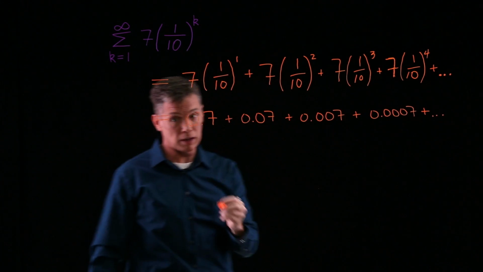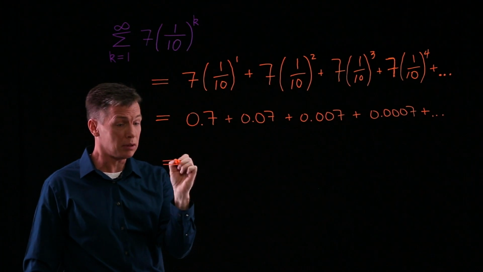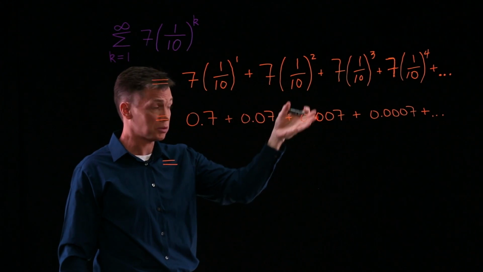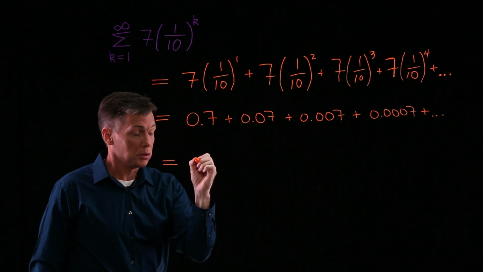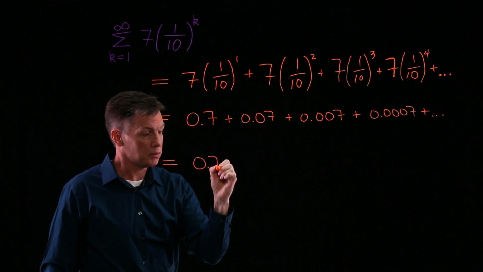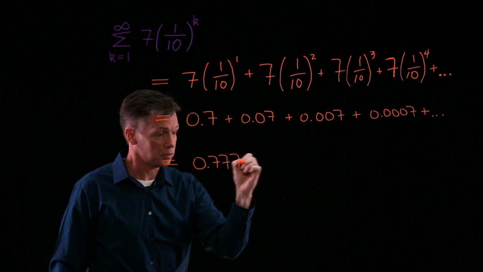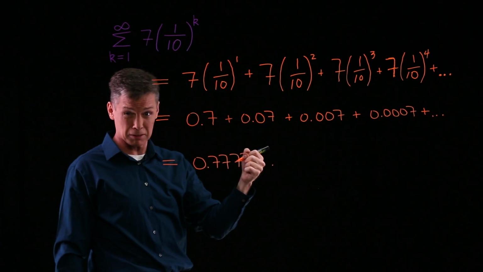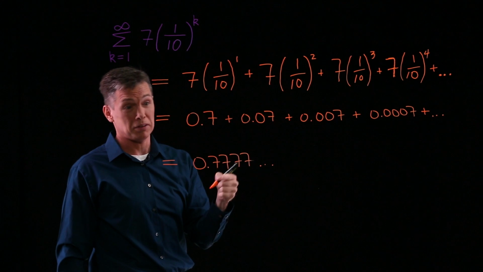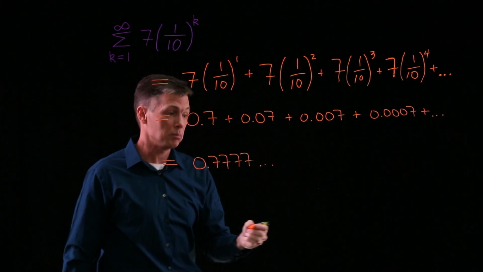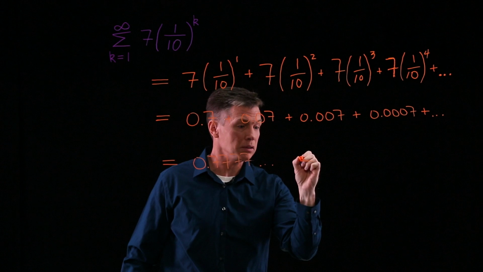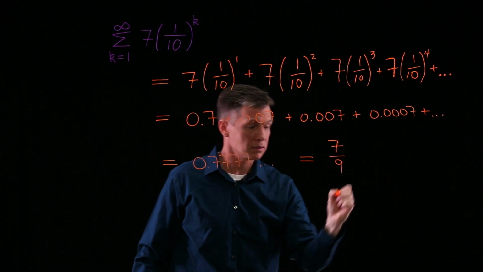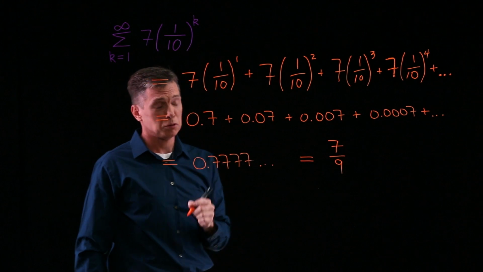Let's go down to the next step and recognize that if I have 0.7 plus 0.07 plus 0.007 and forever, we're really looking at 0.77777 forever, a repeating 7, right? And that's great that I've recognized the pattern now, because this exactly equals 7/9.